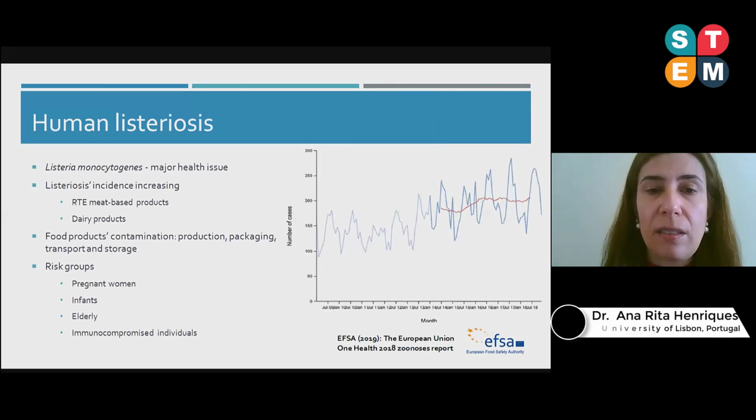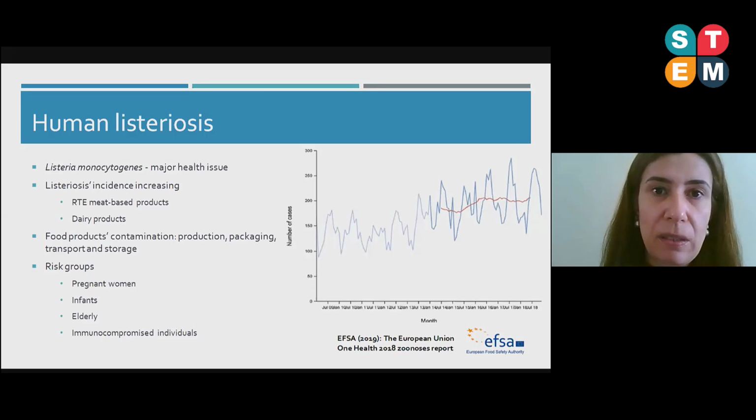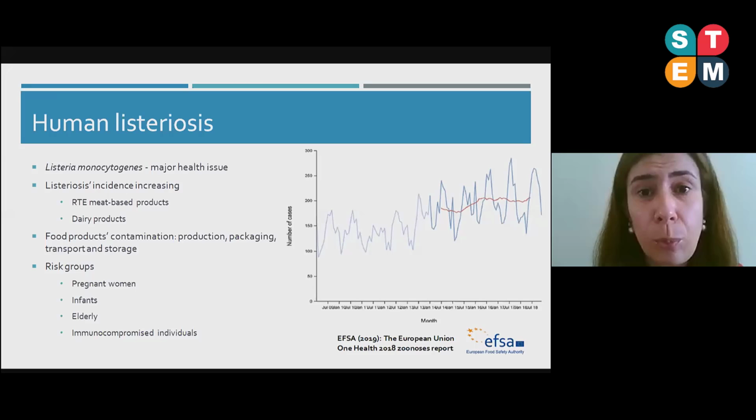Listeria monocytogenes can lead to listeriosis, which is a severe illness almost exclusively transmitted through food consumption. Food products contamination occurs during food processing, in any step of food processing, and there has been a significant increasing trend in listeriosis in Europe with high fatality rates. This is the highest rate of any foodborne agent. And in risk groups, the fatality rate peaks up at 20%, which is quite high.